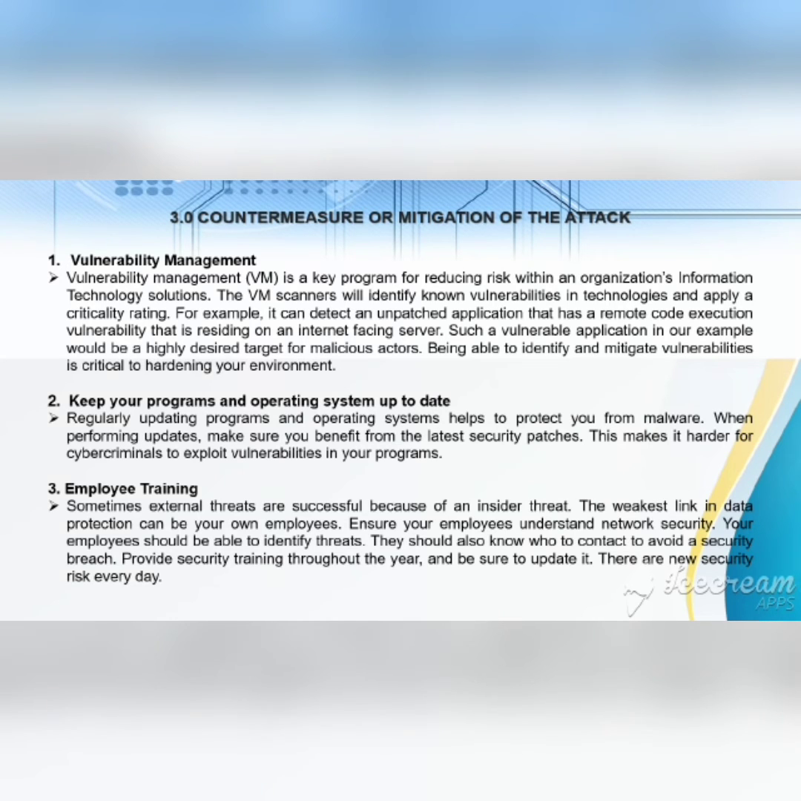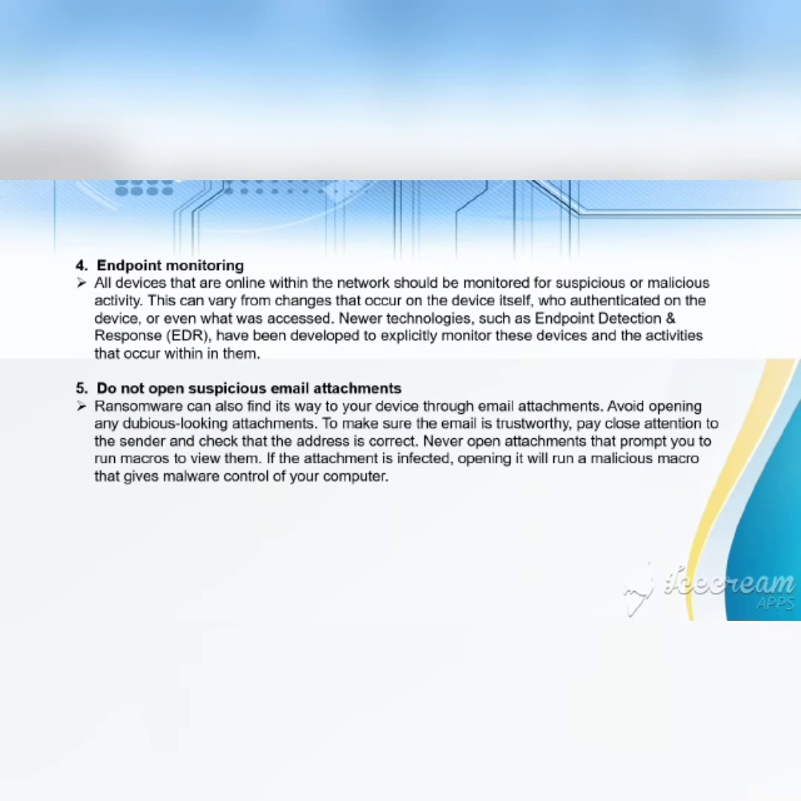The third is employee training. Sometimes external threats are successful because of an insider threat. The weakest link in data protection can be your own employees. Ensure your employees understand network security. Your employees should be able to identify threats. They should know who to contact to avoid a security breach. Provide security training throughout the year and be sure to keep it up to date. There are new security risks every day.